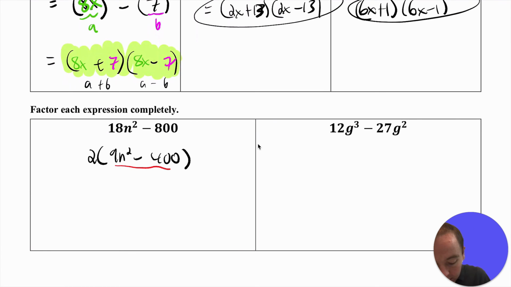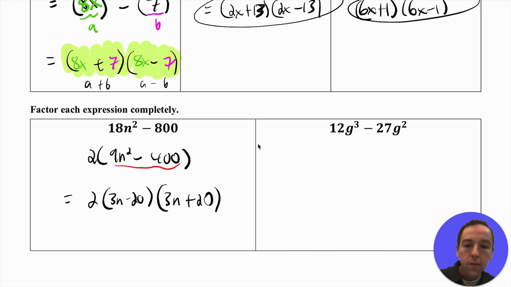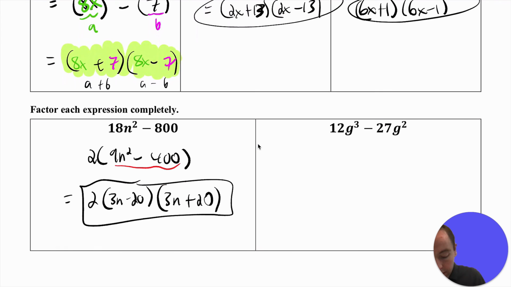If you take a look at that expression, 9n squared minus 400, it does turn out that 9n squared is a perfect square because it's 3n times 3n, and 400 is 20 times 20. So you're able to factor that further, as 2 times 3n minus 20 times 3n plus 20. That gets broken down all the way to linear factors along with that constant of 2. So that gives us that.